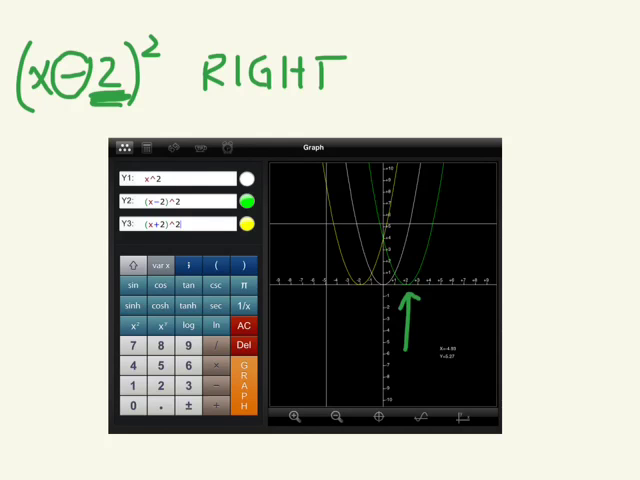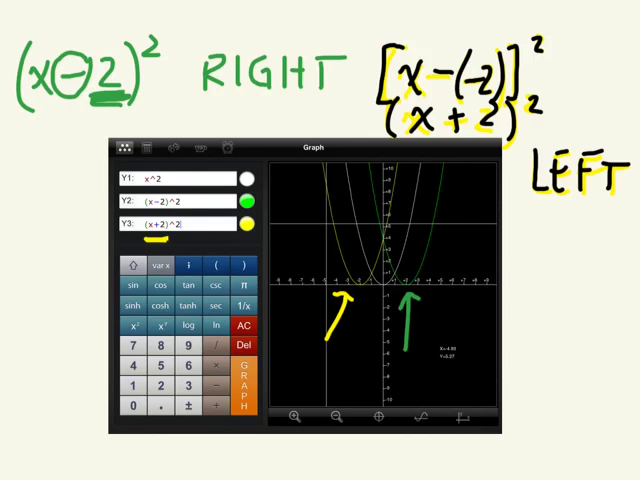And then the second example, the yellow one, it's x take away a negative, right? X take away a negative 2 becomes x plus 2. This one moves to the left. It shifts left across the x-axis. So in this example here, this is h. What value is h? It's a positive 2. Here, the value of h is a negative 2.